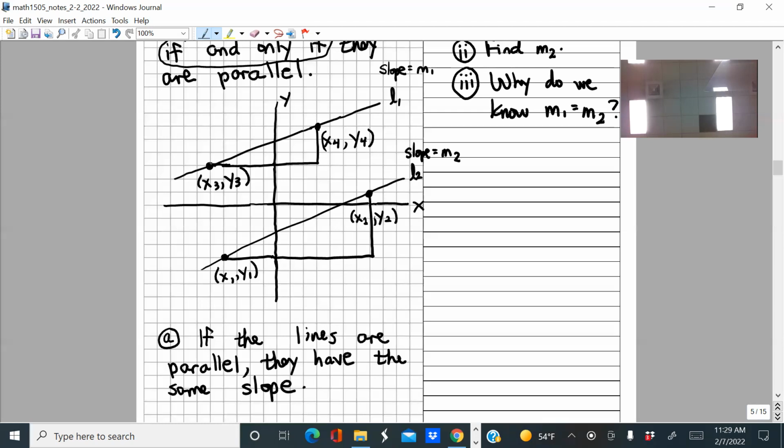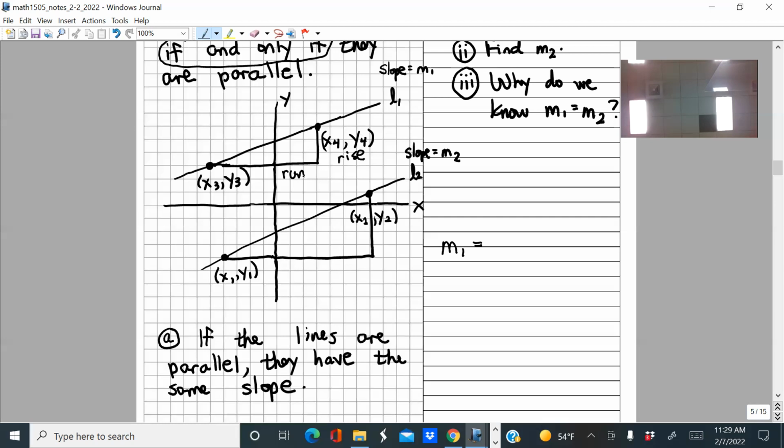All right, so let's go ahead and calculate the slopes of these two lines. Not much calculating to do. To calculate the slope of this top line, which I'm calling L1, let's call that slope M1. Well, you always do it the same way. You calculate the rise, and you divide that by the run.